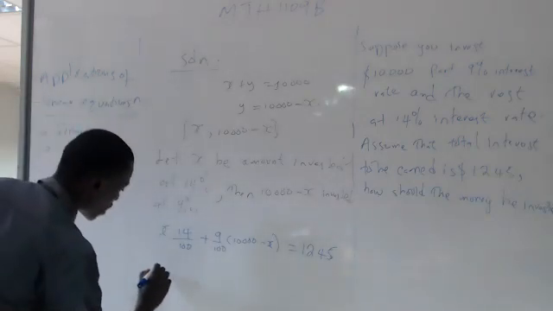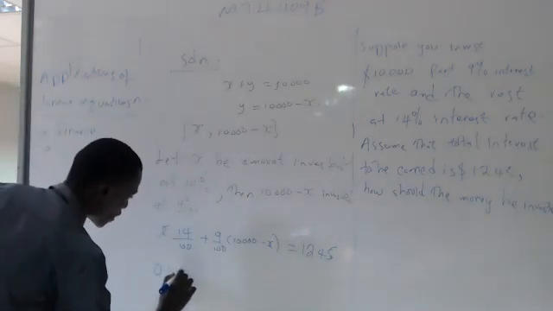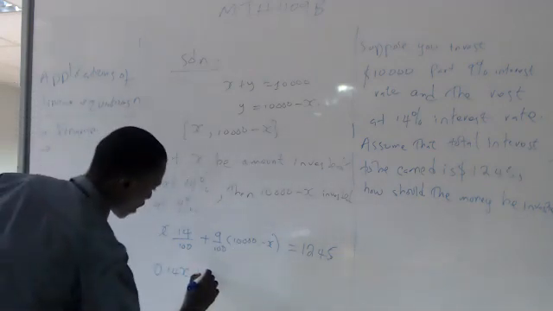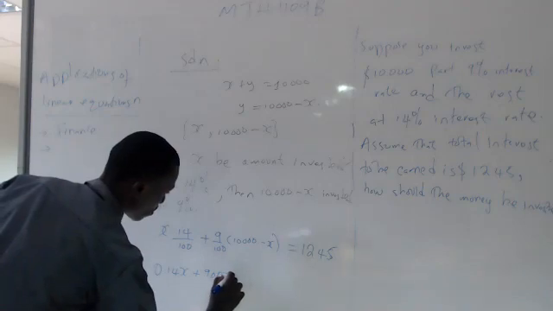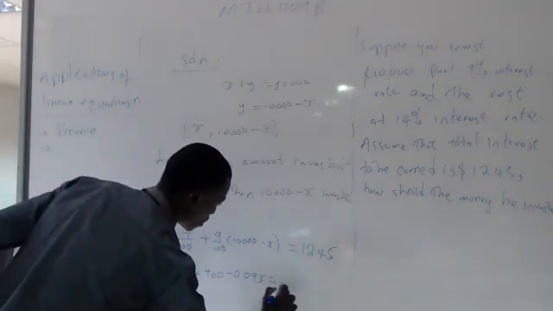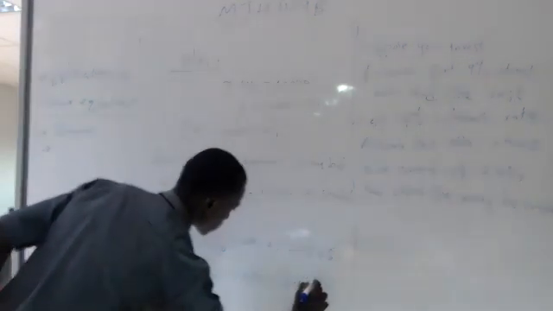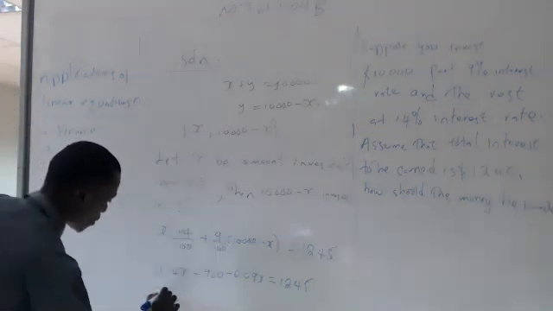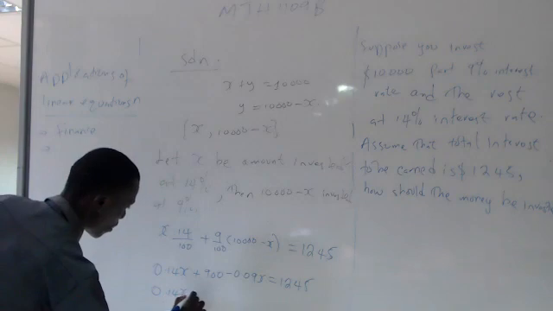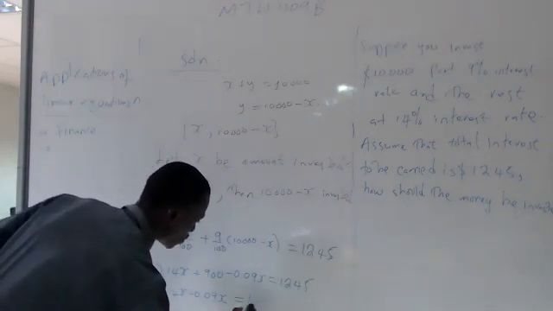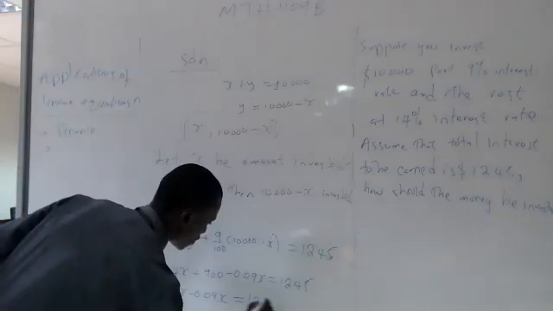Okay, so this is just 0.14x plus, let's see, 900 minus 0.09x is 1245. Then just collect like terms. So you have 0.14x minus 0.09x is equal to, you can see below there, 5.